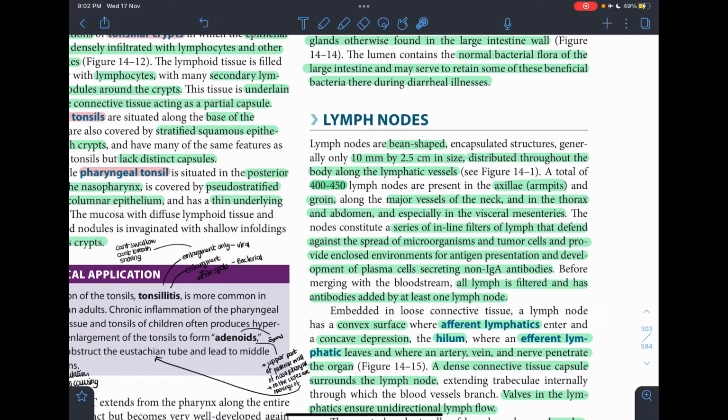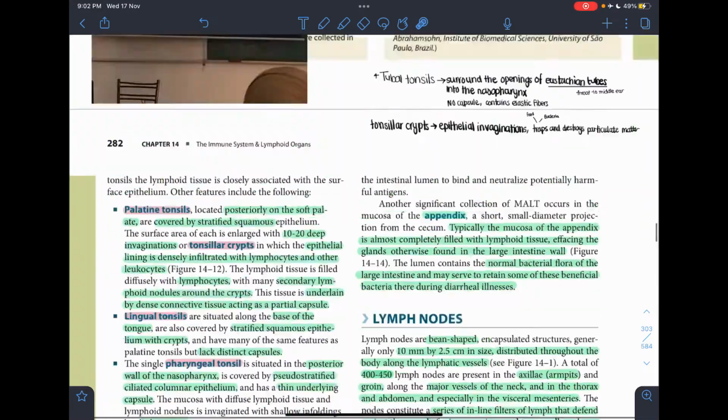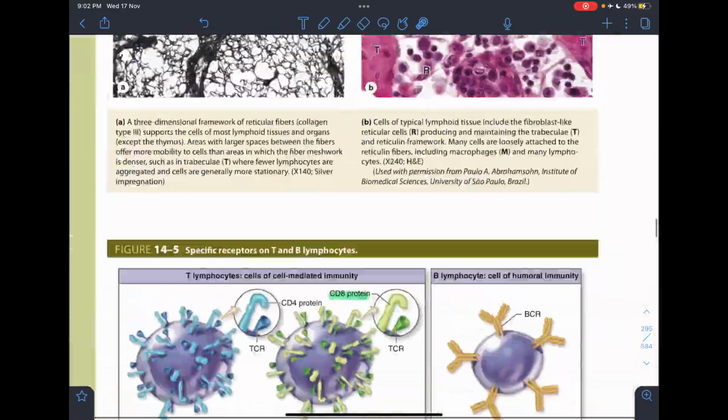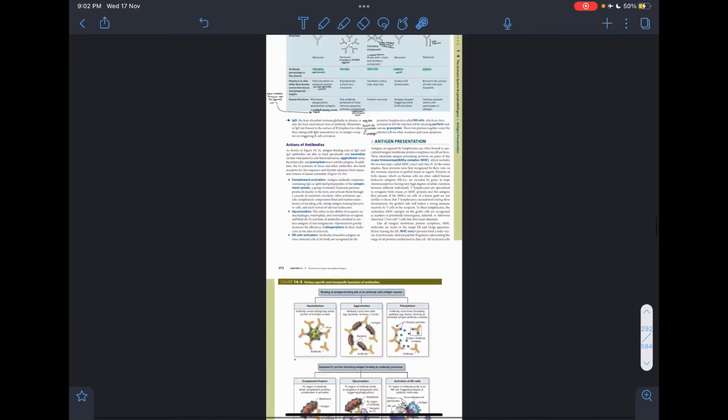He said I think they differ in shape. However, the book says bean shaped, so we will adopt bean shaped. They are encapsulated structures, generally only 10 mm by 2.5 cm inside, and they are distributed throughout the body along the lymphatic vessels. Like we saw, if you remember, in the first picture in this chapter.